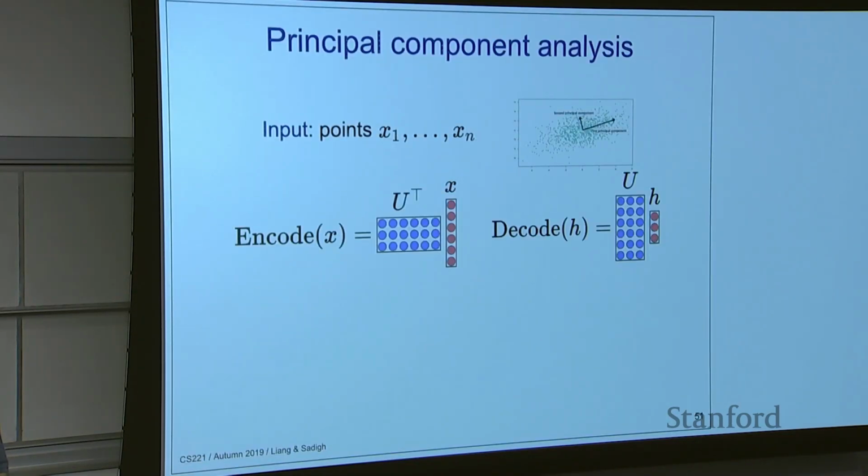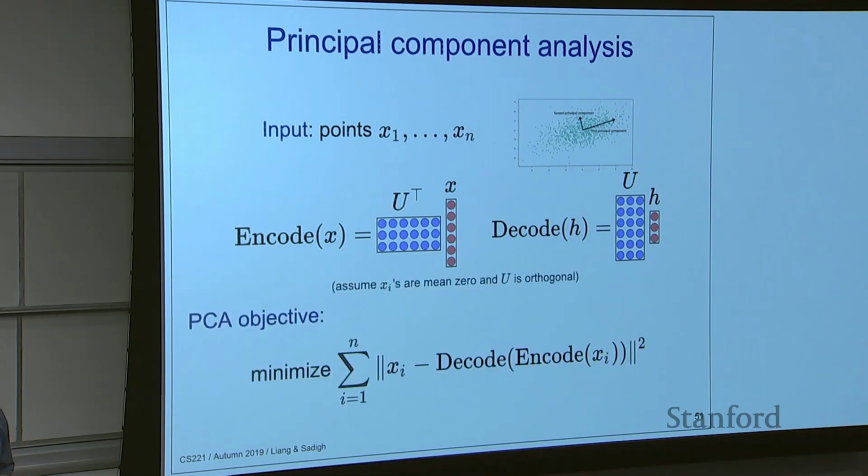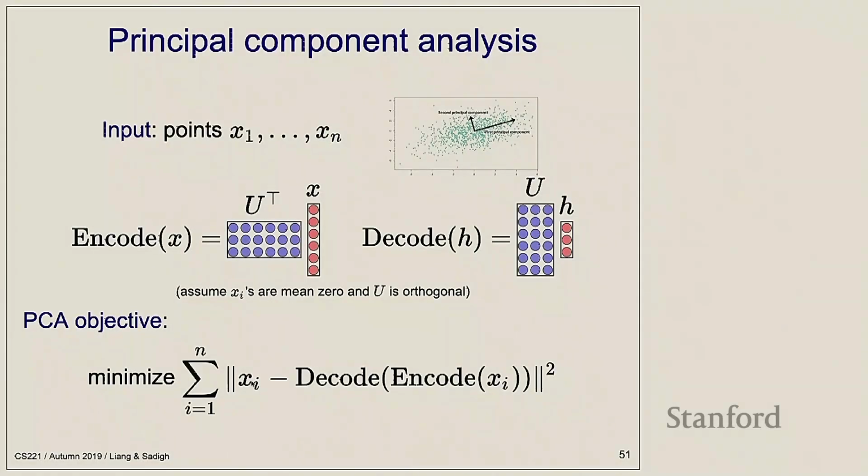Just to motivate this, this isn't deep learning, but principal component analysis could be viewed as one of these encoder-decoders. The idea behind principal component analysis is you want to come up with a matrix U, which can be used to both encode and decode a vector. You multiply x by U to give you a hidden vector, or a new representation of your data. Then if you transpose U and multiply it by your hidden vector, that should give you something as close as possible to your original data.